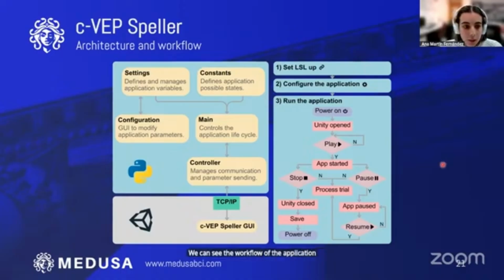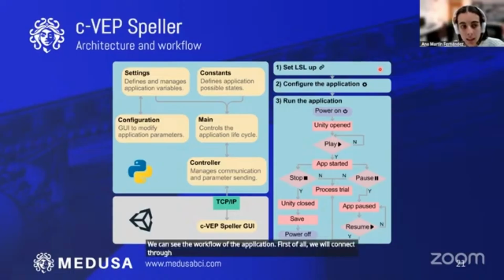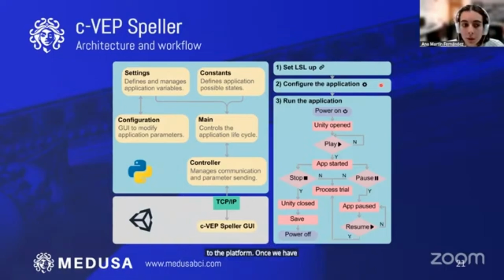Now, moving to the right side of the image, we can see the workflow of the application. First of all, we connect through LSL stream to set up the EEG and to connect our EEG device to the platform. Once we have this, we can configure the application to adapt it to the experimental needs. And finally, when we run the application, the following workflow will occur.